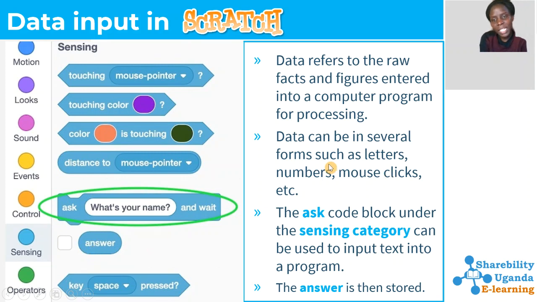Data can be in several forms such as letters, numbers, mouse clicks, etc. The ask code block under the sensing category, this one, can be used to input text into the program. The answer is then stored.